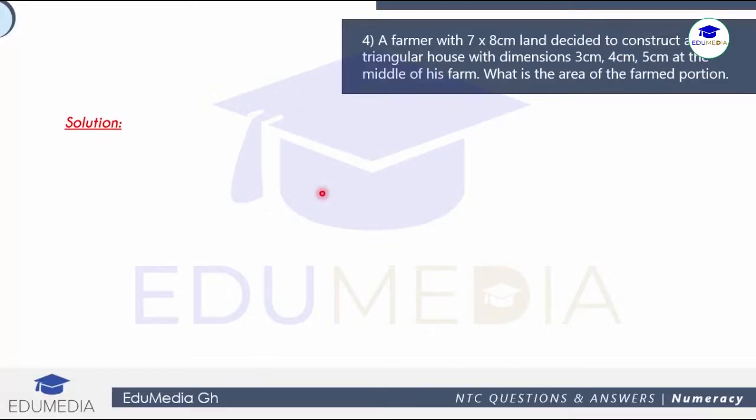Okay, so the farmer has a portion of land and the land is 7 by 8 centimeters. With this value, 7 by 8 centimeters, we know very well that one of the sides will be longer than the other. With our previous knowledge in shapes, we know that a rectangle fits into this dimension, because for a square, all the sides are equal, but for a rectangle, one side is longer than the other. So 7 by 8 centimeters would definitely mean that the shape of the farm is in a rectangular form.